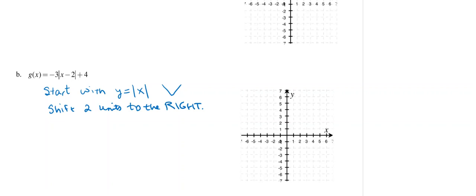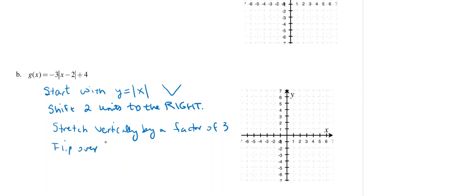And then we have to take care of that -3. So that is going to be a vertical stretch by a factor of 3. So all the y values get multiplied by 3, but then that negative means you're also going to flip over the x-axis and finally shift the whole thing 4 units up.